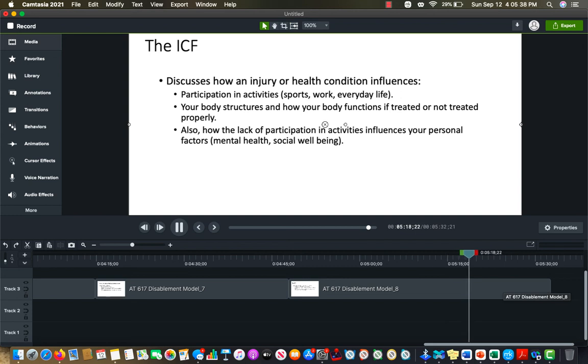Being an athletic trainer, it is important that we set up an exercise program to help their body function properly as it was before the injury or illness happened, and also how the lack of participation in activities influences their personal factors, their mental health or social well being.